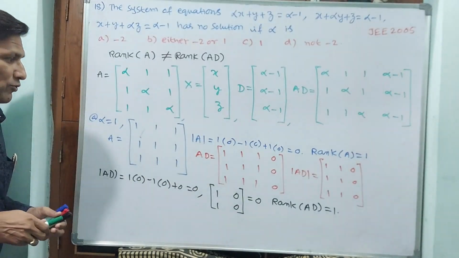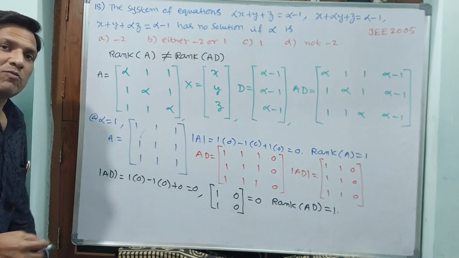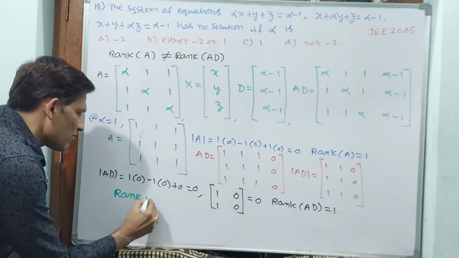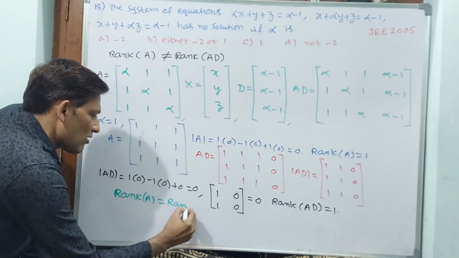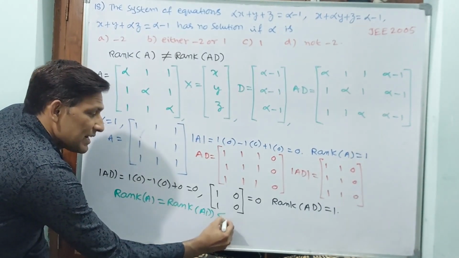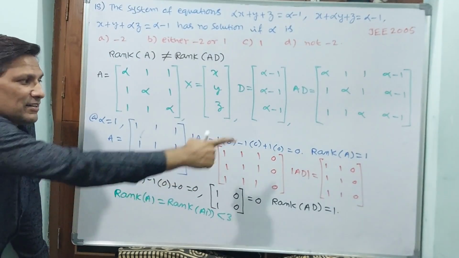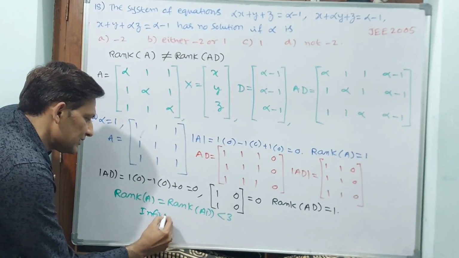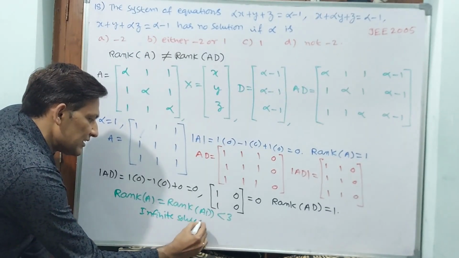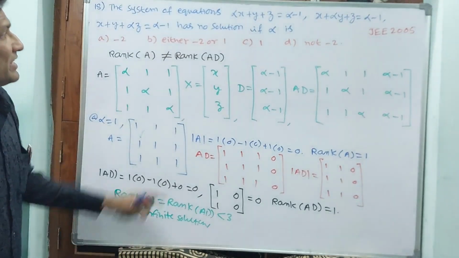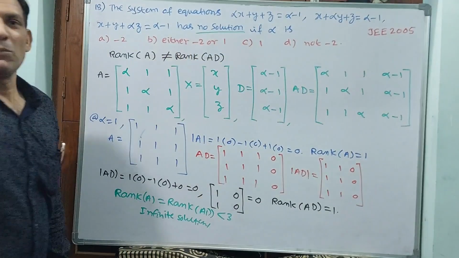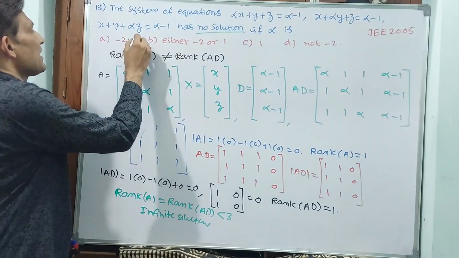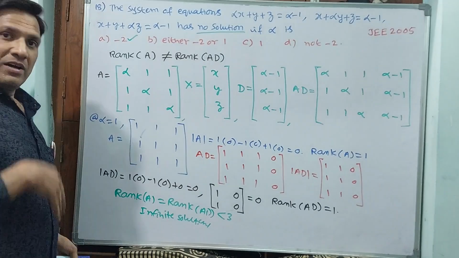Now you tell me here, if you take alpha 1, what will happen? I am writing, rank of A is equal to rank of AD, but less than 3. Why? Because rank is not 3 here, both ranks are 1, less than 3, and less than 3 means infinite solutions. But here what they have written? No solution. To become no solution, alpha should not be 1, alpha should be minus 2, that's all. Okay, save the time, let us go for the next question.